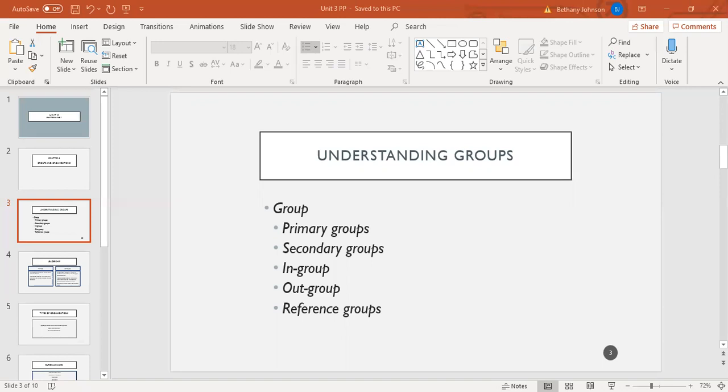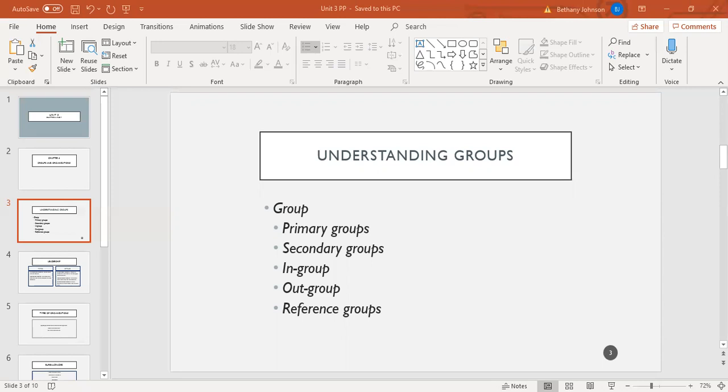Now, the last type of group is a reference group. A reference group is a group that people compare themselves to. This reference group provides a standard of measurement. So people will use the reference group to compare themselves to what they see the reference group does or does not do, and then they compare themselves based upon that.